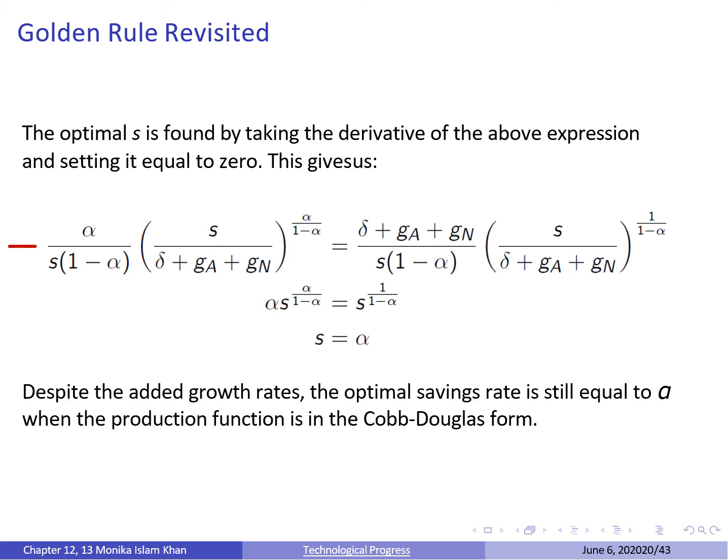Using this expression and then solving for S gives us a savings rate of alpha, which is the relative share of capital in this model. Recall that this is the same savings rate that we found in the last lecture when we were using a Cobb-Douglas model without technology. So the takeaway from here is, if your production function is a Cobb-Douglas production function, then your savings rate will always be equal to alpha, the relative share of capital in the economy.